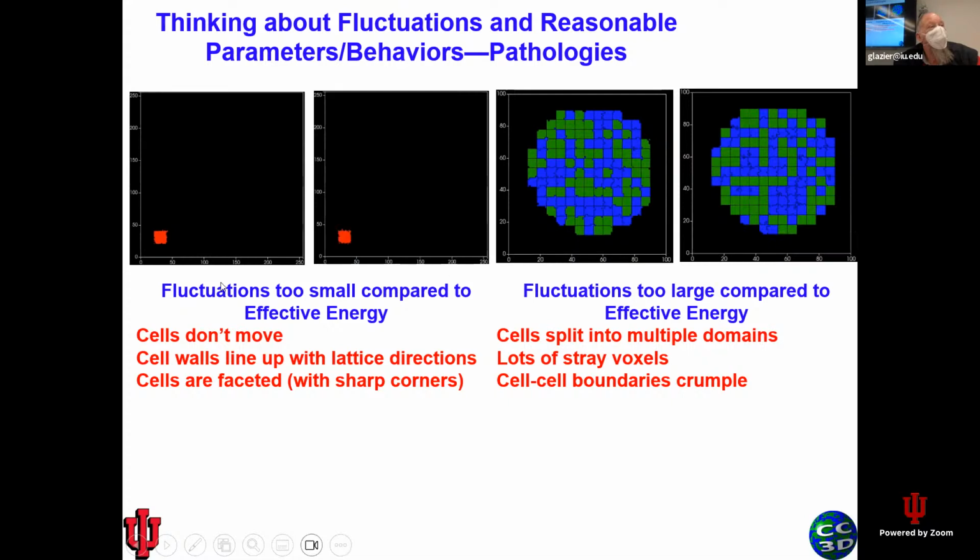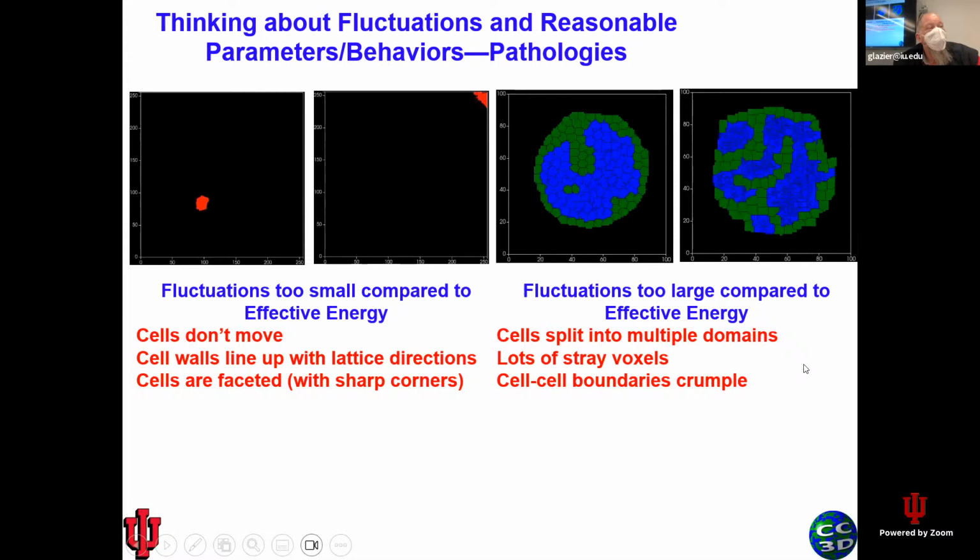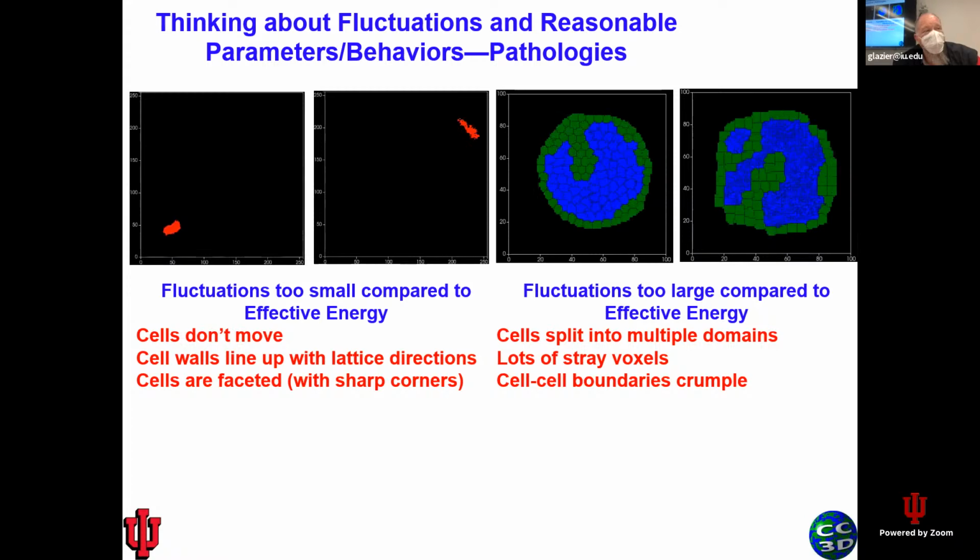And so, again, as pathologies go, if the fluctuations are too small compared to the effective energy, then the cells won't move, and we'll see alignment with the lattice, which is always a pathology because nature doesn't really have a lattice. And we'll see sharp corners in our cells. If the fluctuations are too big compared to the effective energy, then cells will split into multiple domains. We'll see a lot of stray voxels, and we'll see boundaries crumple.